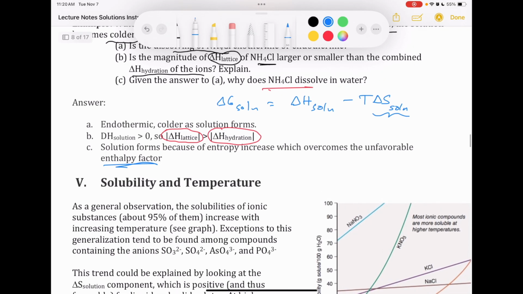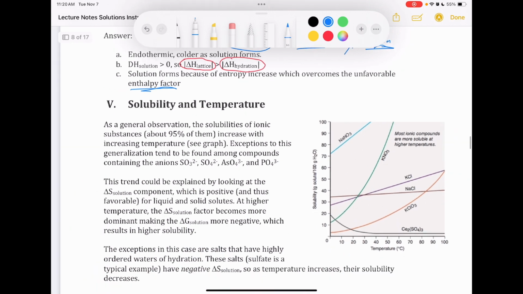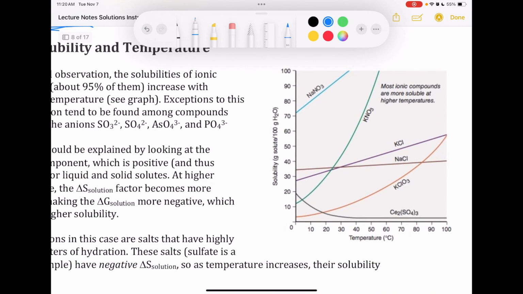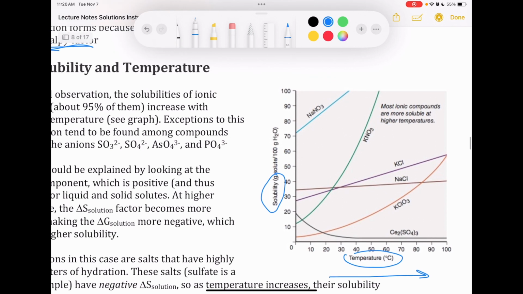All right, so now we're going to switch our discussion a little bit by talking about solubility and temperature. We've touched on this a little bit in prior sections, since we had discussed how the delta G equation depends on both factors, but then the entropy is affected by temperature. This is an observation that we have for most of our ionic salts, and this is a plot, what we call a solubility curve, which is just solubility on the y-axis as a function of temperature. And so you can see that for most salts, as temperature goes up, which is going to the right, solubility also goes up.